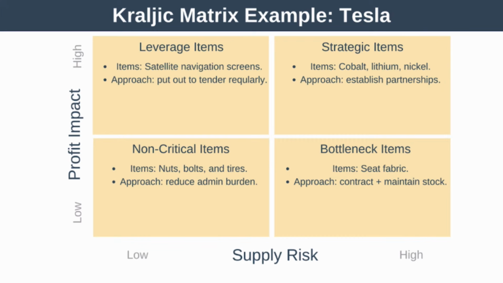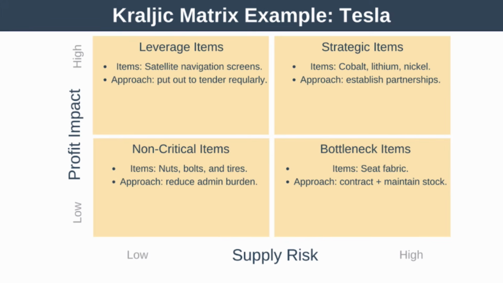Thirdly, suppose just one company globally produces the fabric that Tesla uses to cover its seats. Now, this fabric doesn't drive profitability, but it's a bottleneck item because there's just one supplier. Now, in this case, Tesla should use a contract with this supplier to ensure supply continuity. And in addition to this, it should look to maintain relatively high stock levels.